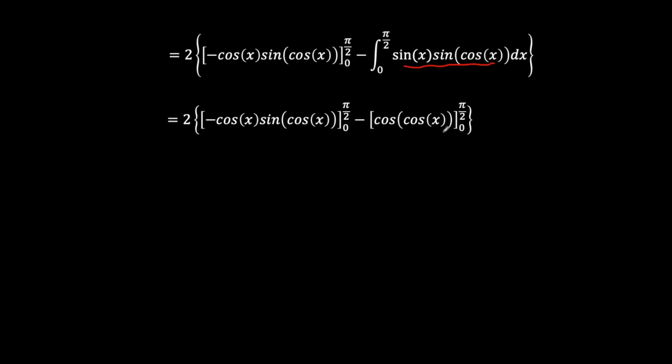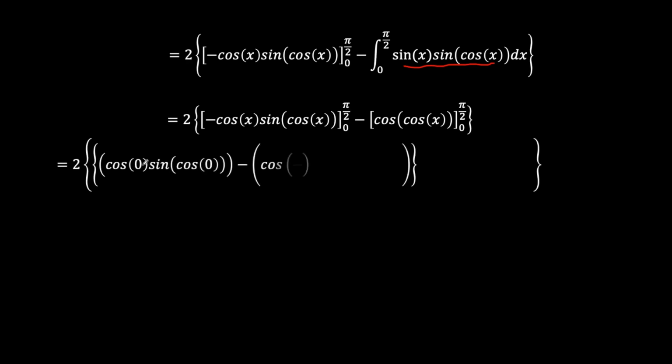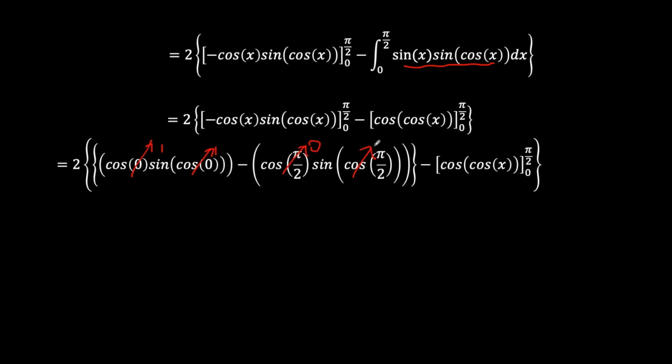And so applying the limits, since we have a negative sign, we can begin by substituting the lower bound first. So cosine 0 tends to 1, and this tends to 1. So we have 1 times sine of 1, and then this tends to 0, and this tends to 0. So this entire thing tends to 0, and so we have sine 1.